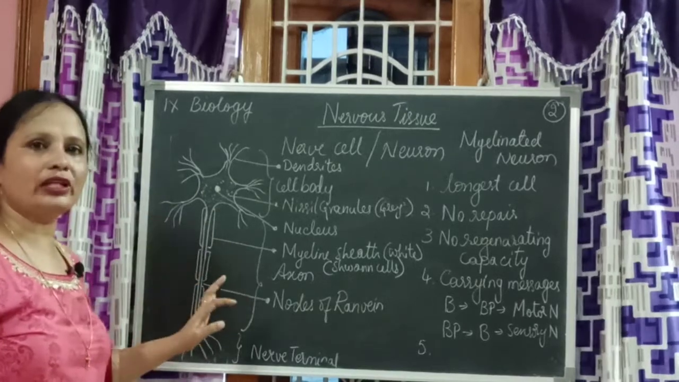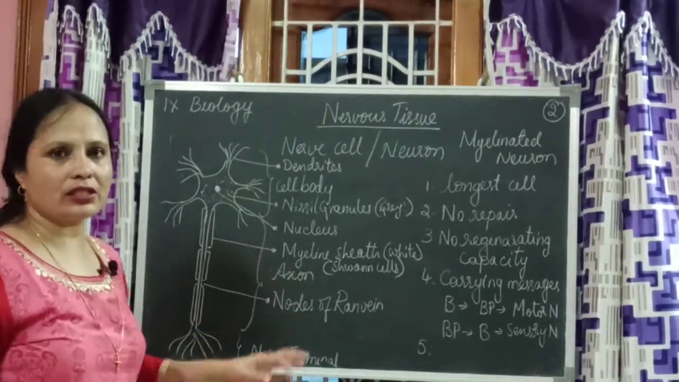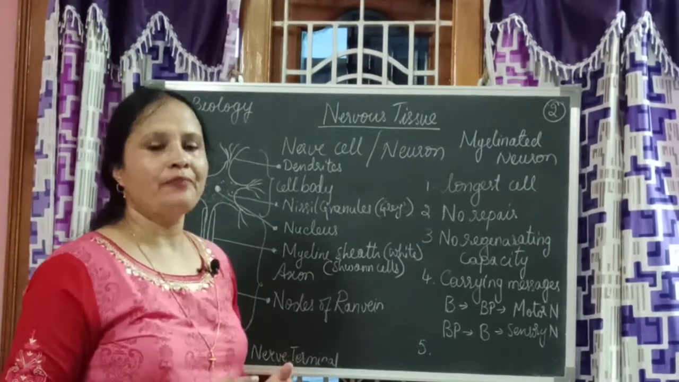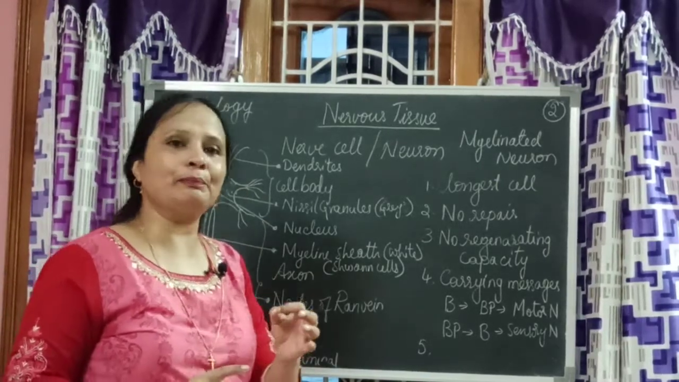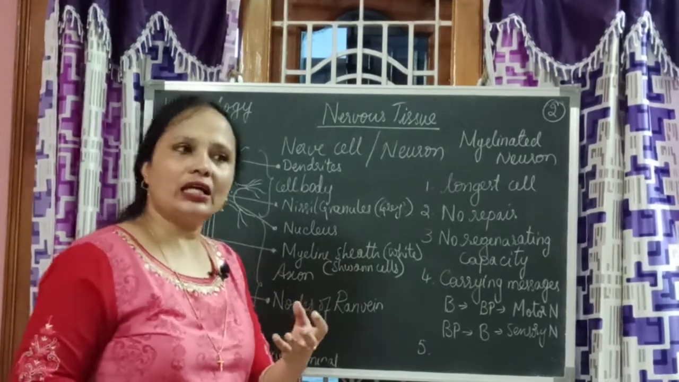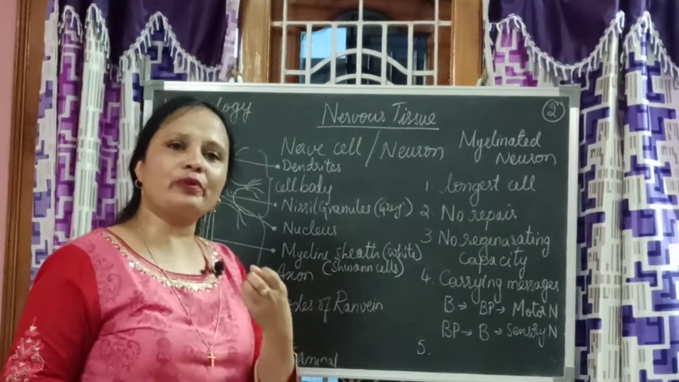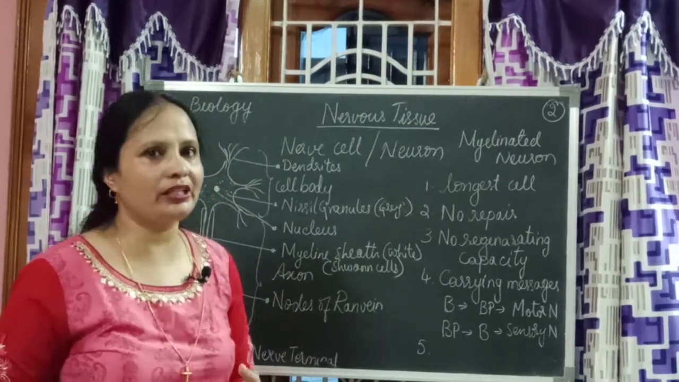Almost all of them look alike, and their function is only to carry messages in the form of electrical impulses. Electrical impulses means chemical impulses. They take the information and it is passed on to the brain through chemical or electrical impulse.